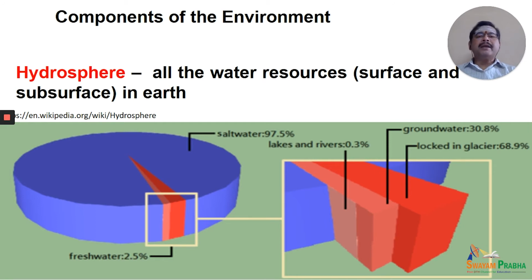So ultimately, it is very clear this is a very important life sustaining component where the life originated from the water. All the life originated from the water. So this is a very important sphere and forms the major component of the environment, which also plays a major role in the distribution of the life and its adaptation to the environment.